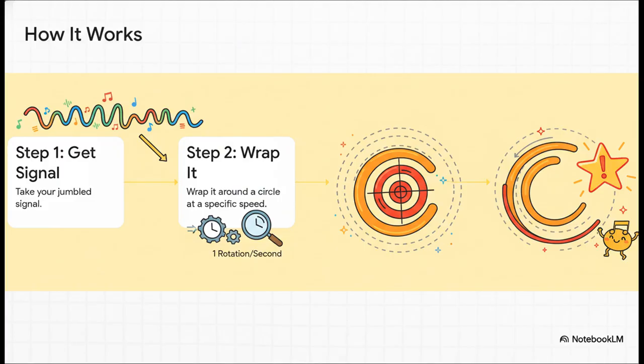So here's how this winding machine works. Step 1, you grab your jumbled signal. Step 2, you start wrapping it around a circle at a very specific speed. Then, and this is the key, you track the center of mass of that shape you just made. And step 4, you watch that center of mass. When it suddenly swings way out from the middle, you've hit the jackpot. You've found a key ingredient.